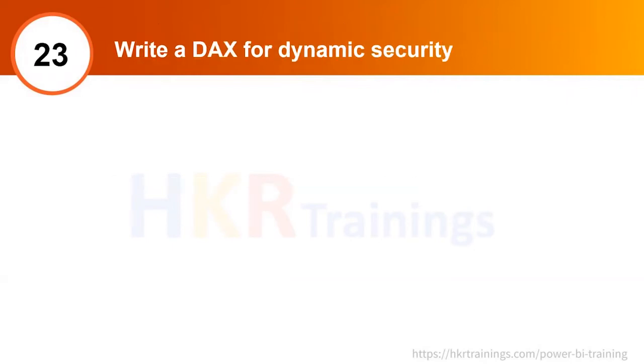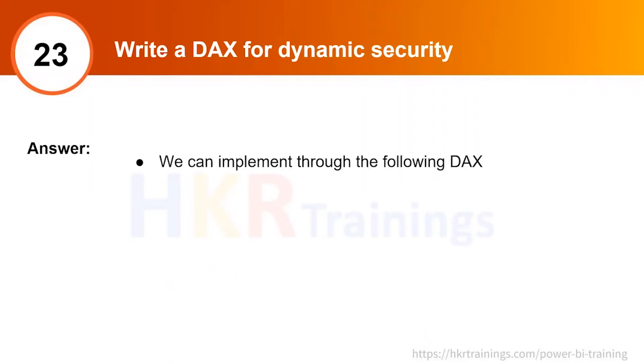And the next question is, write a DAX for dynamic security. What is dynamic security? It means if you open your report, you need to see your data only. If I open my report, I need to see my data only. This kind of dynamic security we can implement using DAX. For that, we will use these functions: USERNAME and USERPRINCIPALNAME. These are the two DAX functions which help in implementing dynamic security.